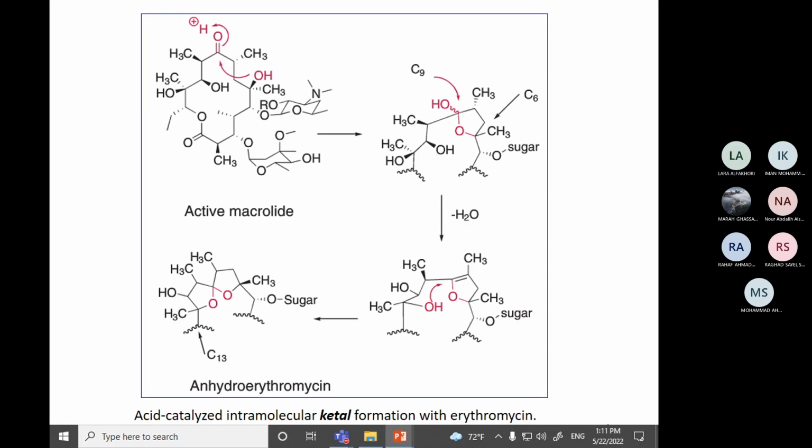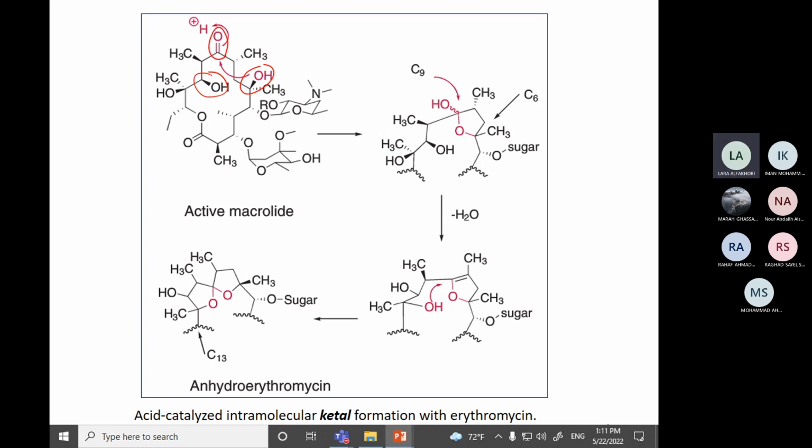Okay? One of the issues that is associated with erythromycin, the first macrolide that was isolated, is that it was acid unstable. Now they found out the reason for that is the hydroxyls on, let's say, those carbons in here. Okay? This functionality is called what?